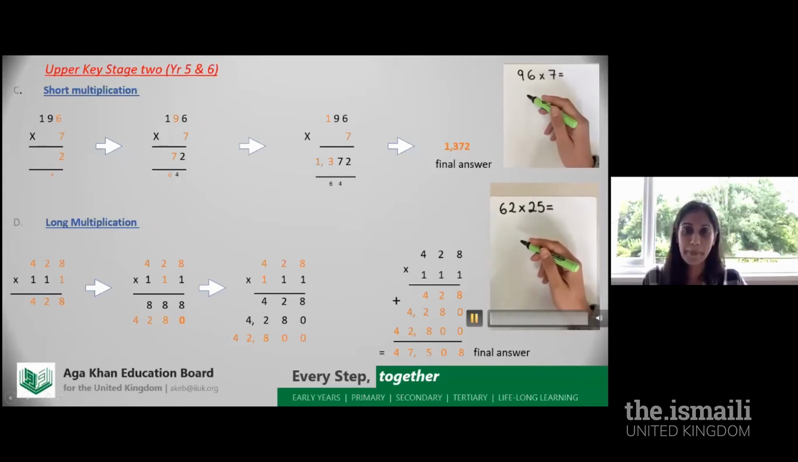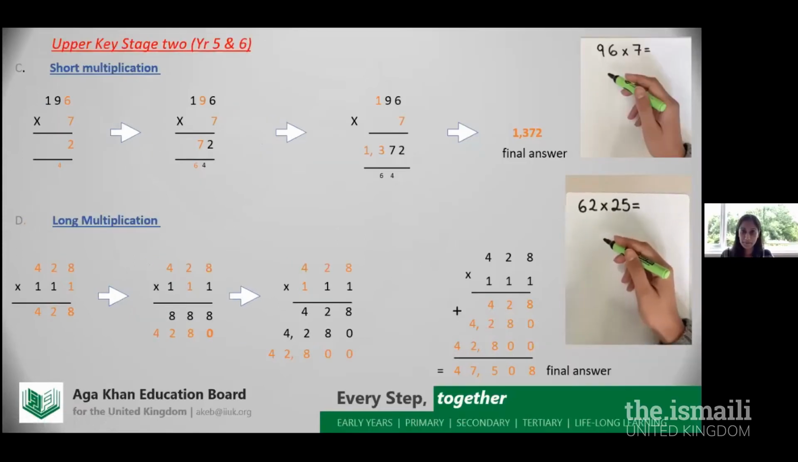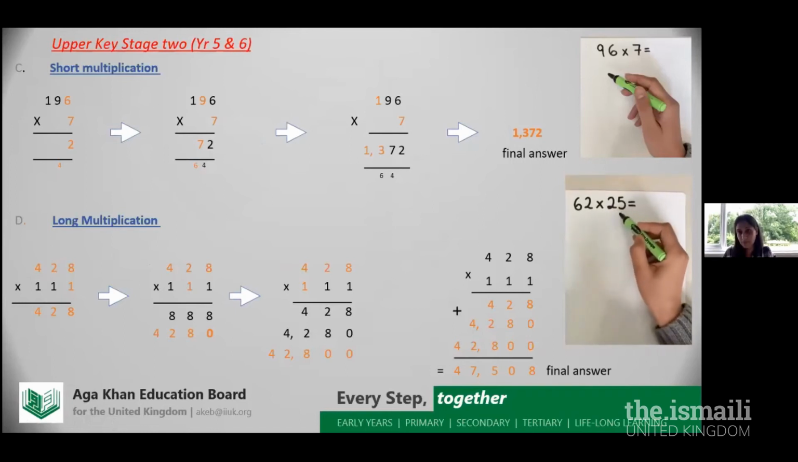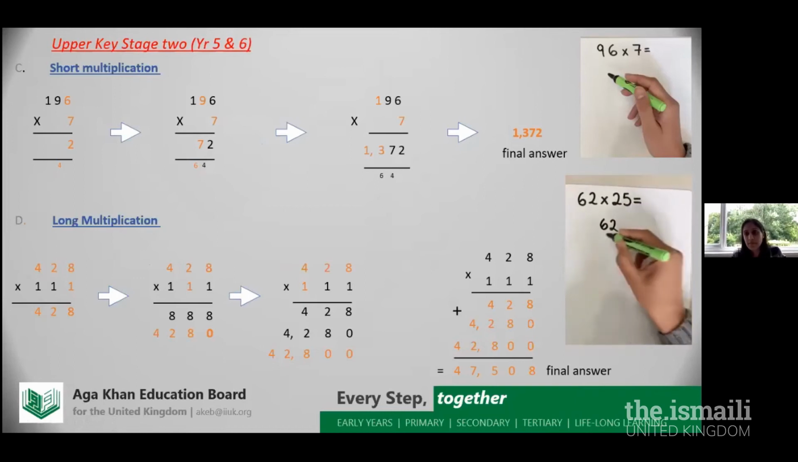Hello everyone. In this video, we are going to look at the long multiplication method, multiplying two two-digit numbers together. I'm going to start by putting both numbers under each other in the tens and ones column.